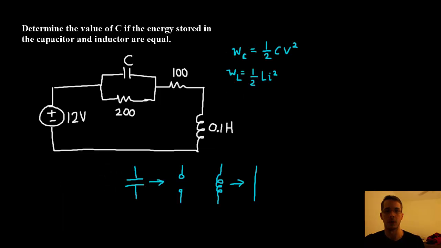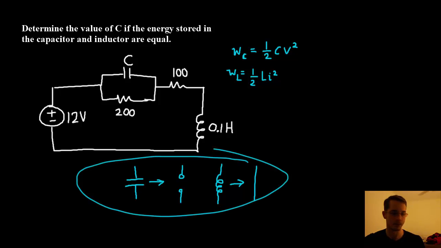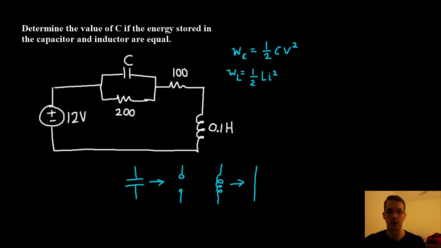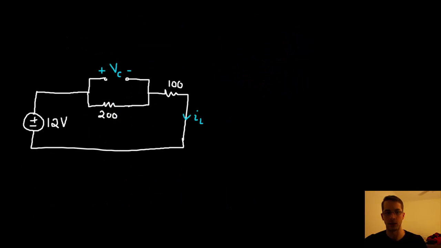So in this problem here, there's no switch involved, so we can redraw the capacitors and the inductors in their steady state models like this. They also tell us that the energy stored in between these two devices is equal. So we can solve for the energy here, and use that to solve for C because these two values are equal. So here we go, let's go ahead and solve for it.